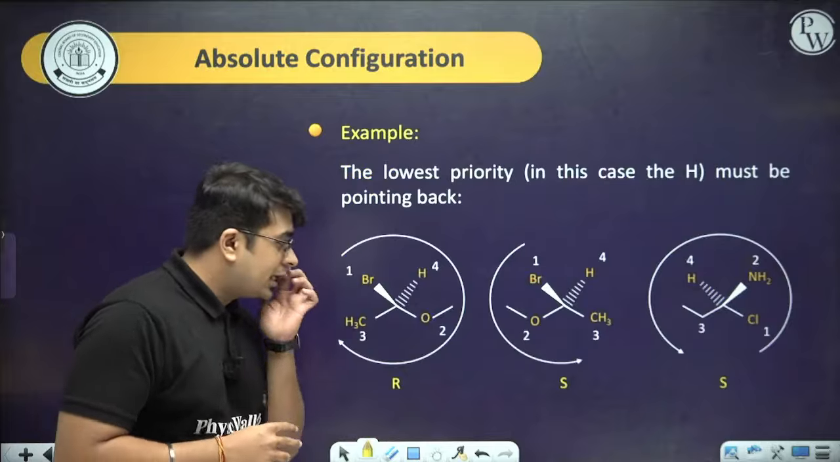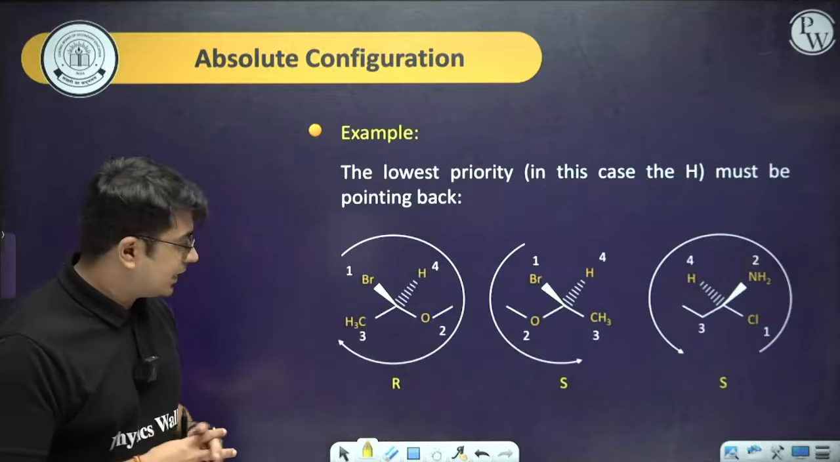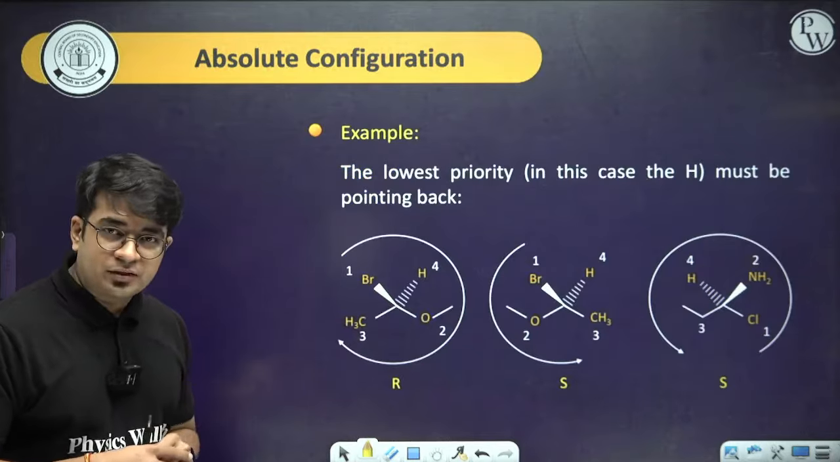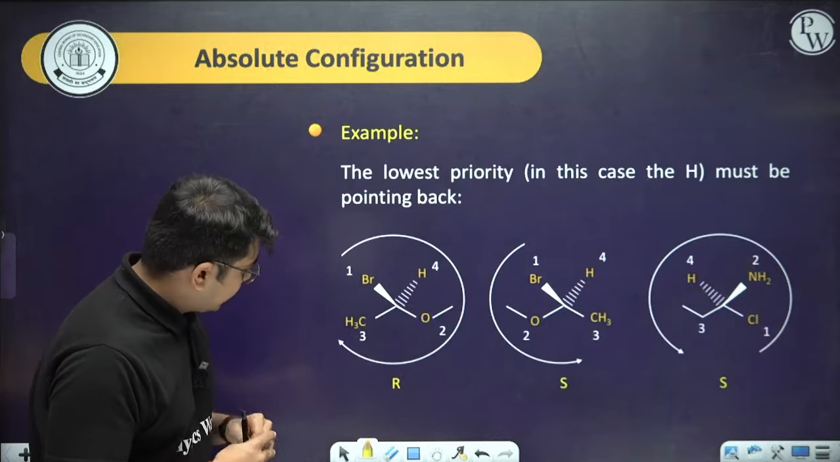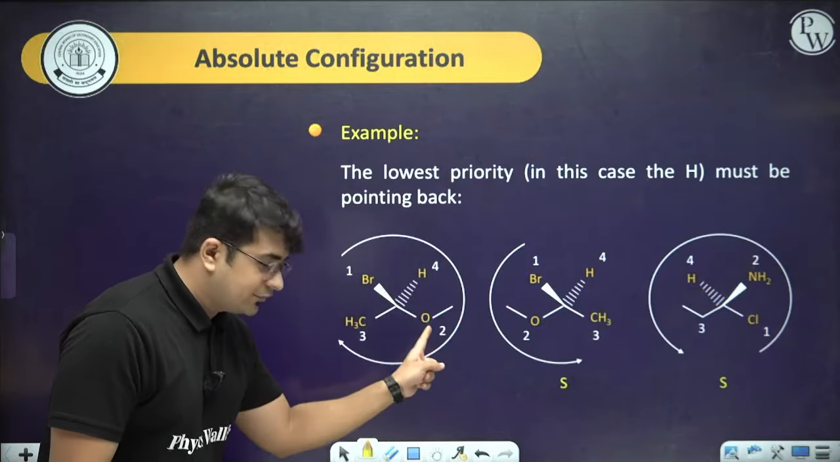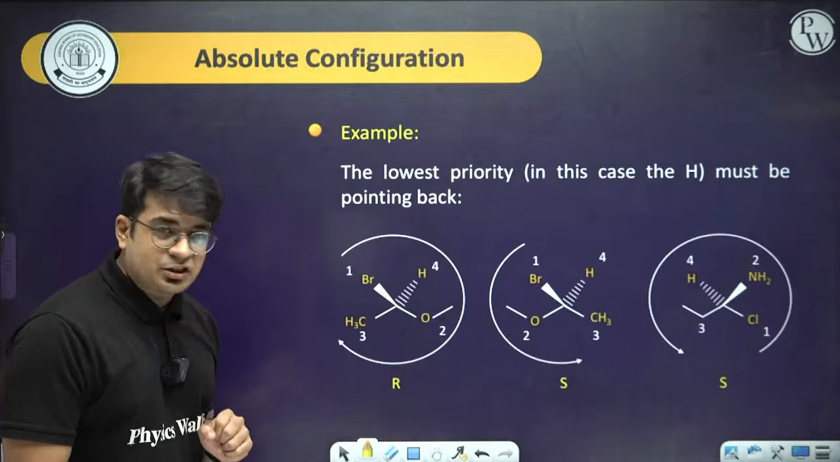Okay, first of all, if I look at this entire molecule, the first priority group is already present here, Br. Second, among CH3, H and O, will be this O. Third will be CH3 and fourth will be H.